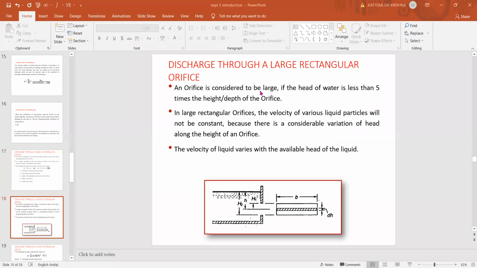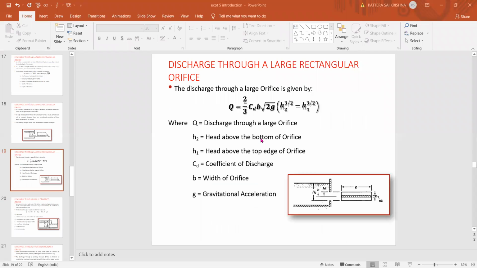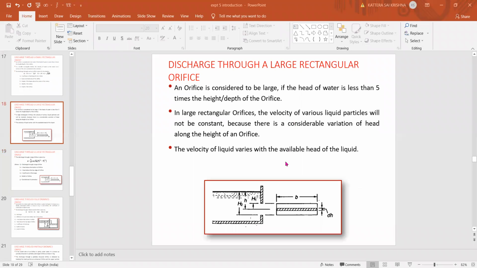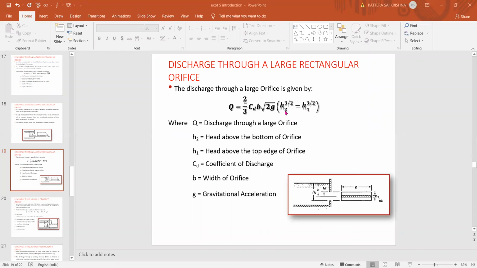If the size of the rectangle is very large, the equation will be like this: Q equals 2 by 3 into Cd into the breadth of the rectangle into root 2g, and H will be taken in terms of h2 to the power of 3 by 2 minus h1 to the power of 3 by 2. So here h1 and h2 are shown here. Since the rectangular size is very big, we get h1 as this height and h2 as this height. That's why we take the difference of the h1 and h2 values in terms of power 3 by 2.